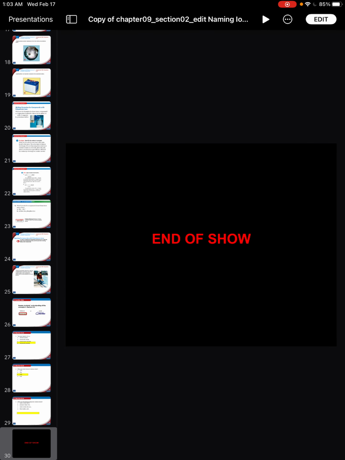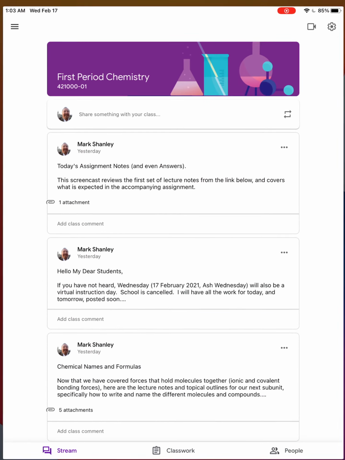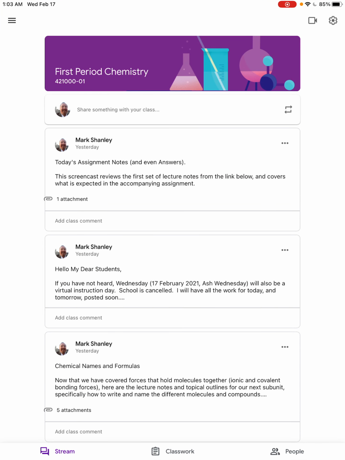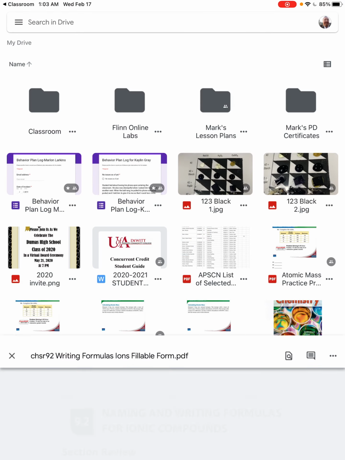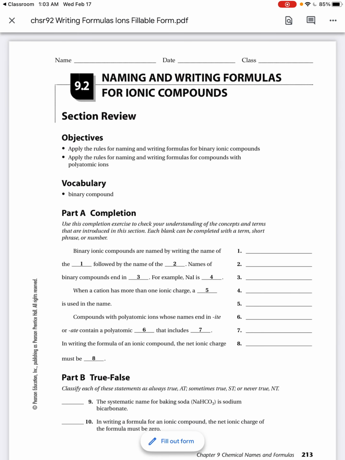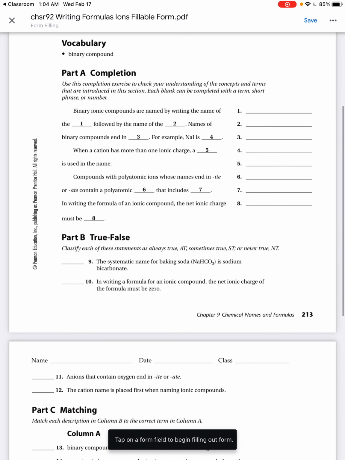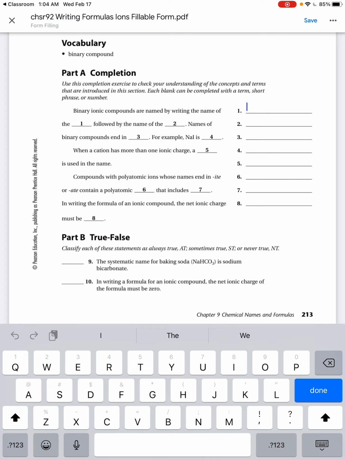And that does it for our presentation. But let's talk about the assignment that I just posted and see if we can get this to work and be fillable so that I can show you something. I cannot use my Apple Pencil in this Google format, so I discovered, but I can quickly use my keyboard at least now. So binary compounds are named by writing the name of the cation first.